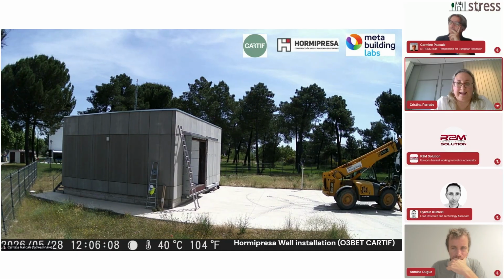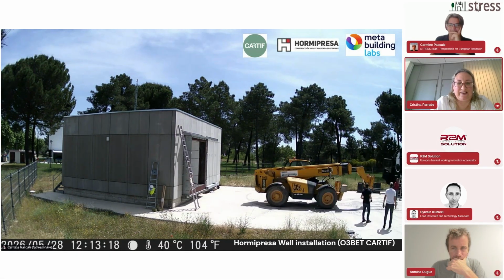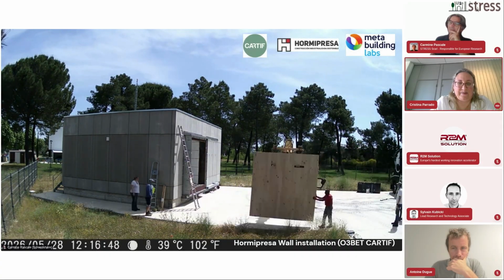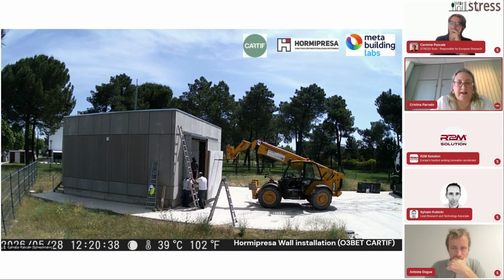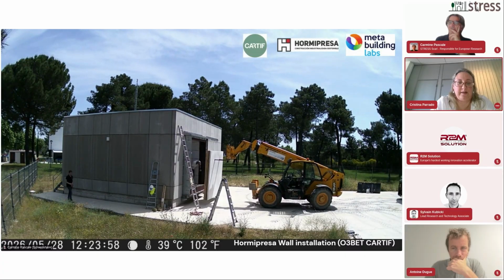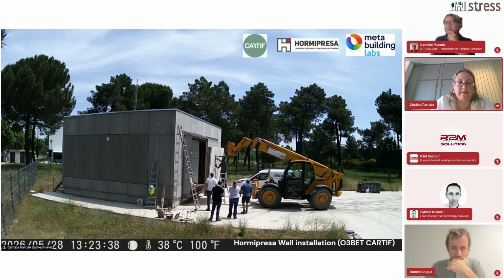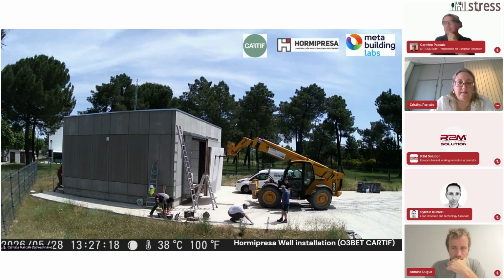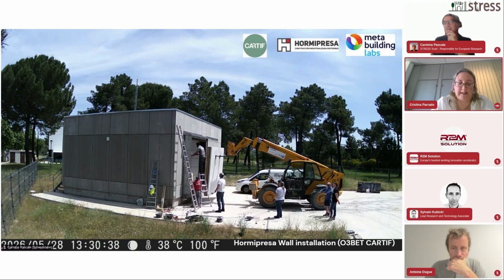Sorry, you don't see the lorry with the facade, but you will see in a minute. We put all the facade in the hole that we have for the test.